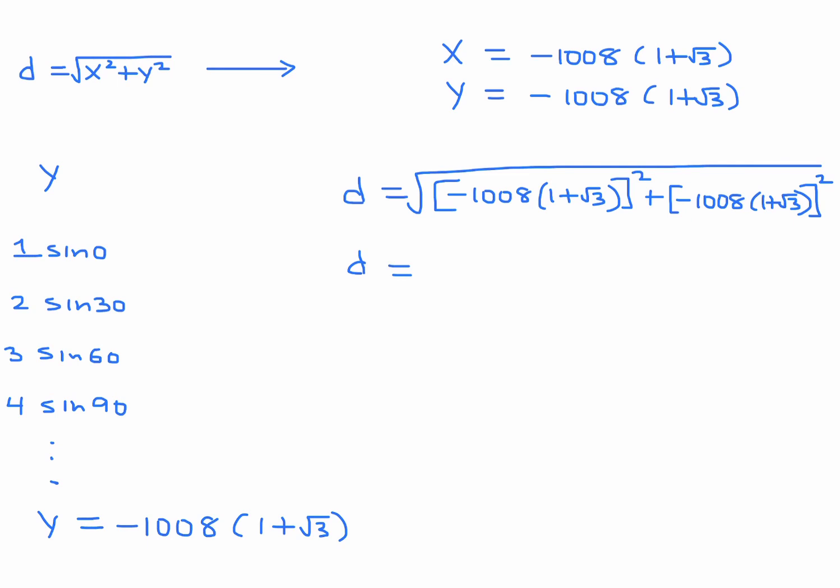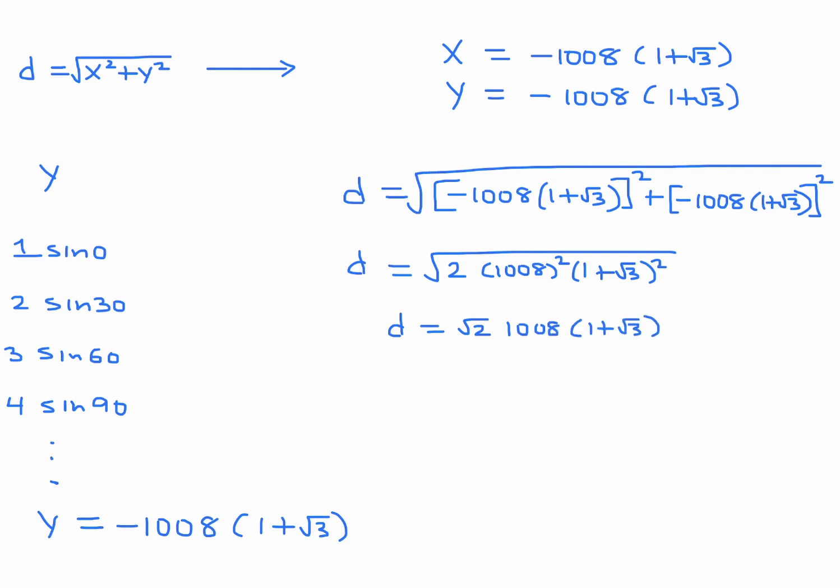So these are identical, so it just becomes really 2 times 1008 squared times 1 plus root 3 squared, all under the square root sign. So that becomes root 2 times 1008 times 1 plus root 3. If you multiply this out, you get 1008 times root 2 plus 1008 times root 6.